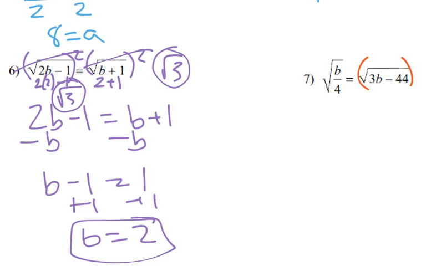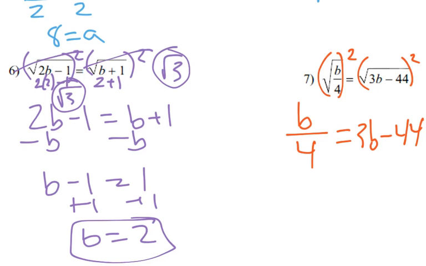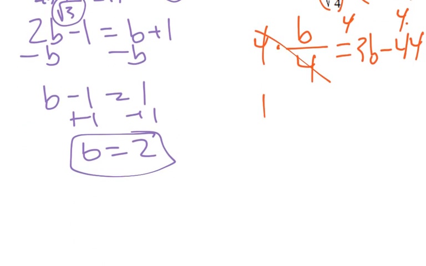7, same idea. Square these. So I get b over 4, b divided by 4 equals 3b minus 44. Okay, first thing I want to do is multiply everything by 4. Get rid of that fraction, just like those rationals, right? Getting rid of the rationals, the fractions.